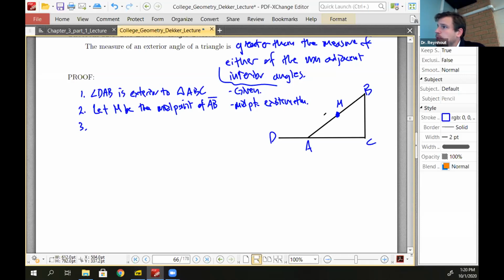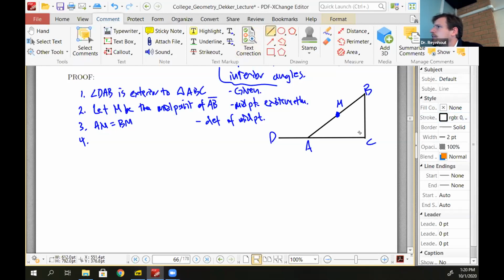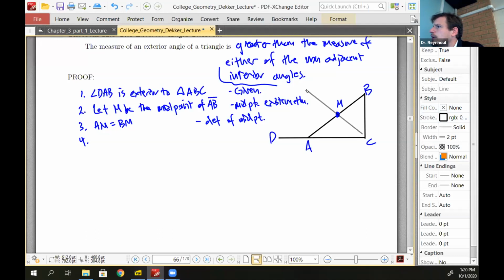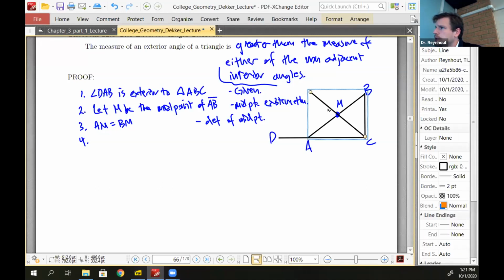Well, since M is the midpoint, AM is equal to BM. And this is by the definition of a midpoint. Okay, so let's take a line from C through M all the way out to some point that we'll call P. But this point P is relatively specific. In particular, this point P is such that CM and MP are congruent.